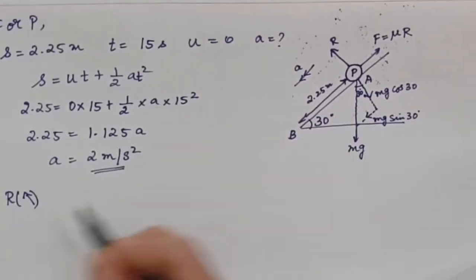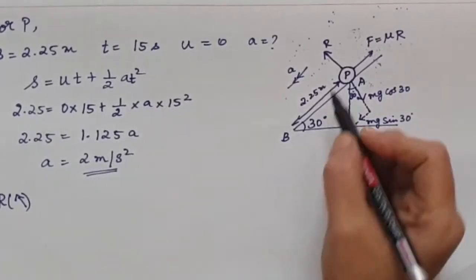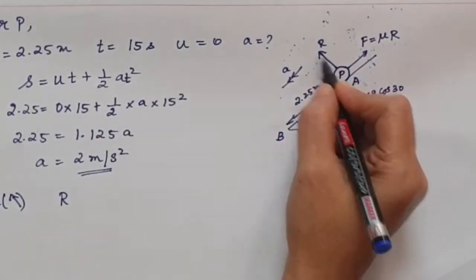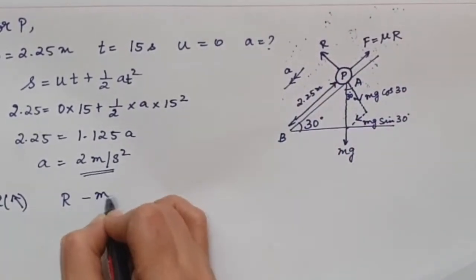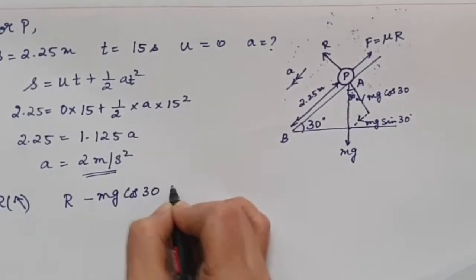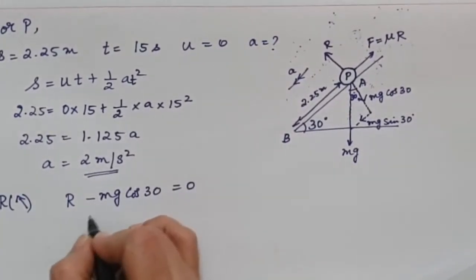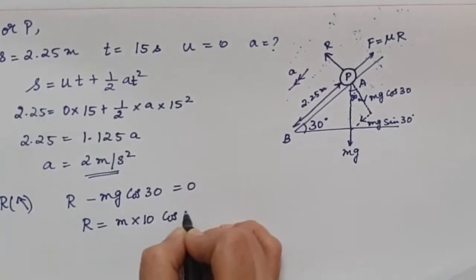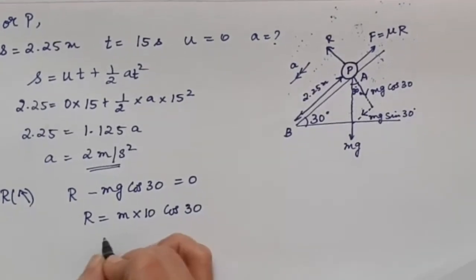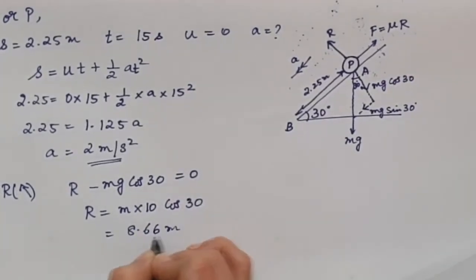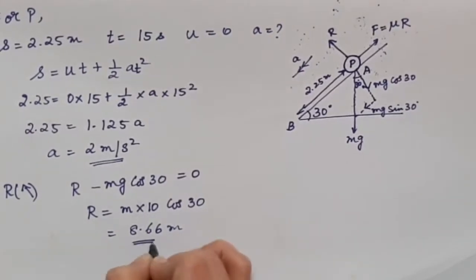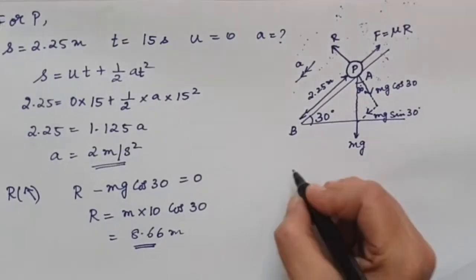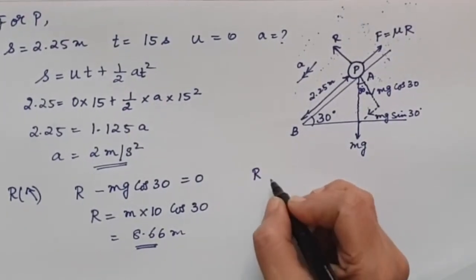Now we are going to resolve all the forces perpendicular to the plane. This is one force and this is another force. So R is on the positive side and this one is downward, so negative, R minus mg cos 30 will be equal to 0. And R will be equal to m into g, which is 10, cos 30. So when we simplify it, we get our answer as 8.66 m. This is the normal reaction. Now I'll write it over here so that it is easy to look into the diagram.